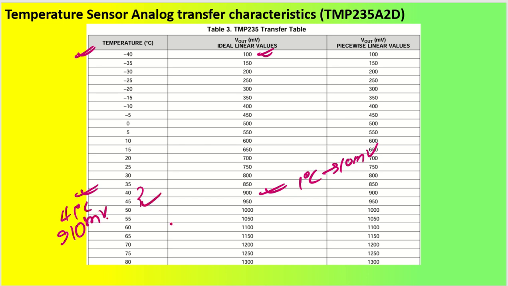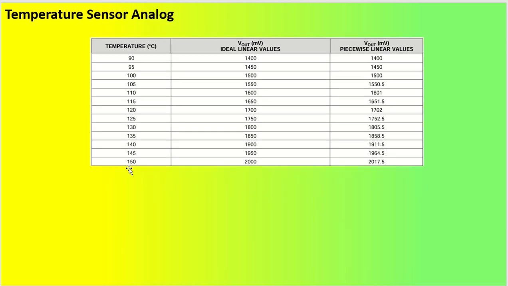That's the reason at 45 degree centigrade it becomes 10 into 5, that is 950 millivolt. Similarly, you can go as high as 150 degree centigrade, and for that you will get 2000 millivolt, that is 2 volt. That's the reason I am not using any voltage division at the output, because 2 volt is sufficient for my ADC to measure. So it is a good understanding.